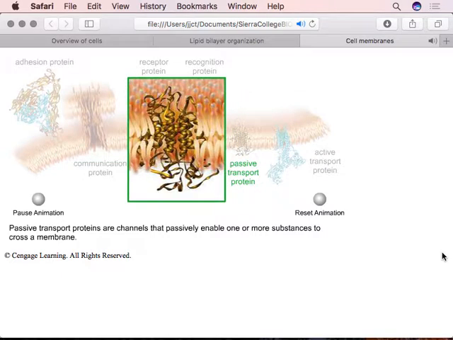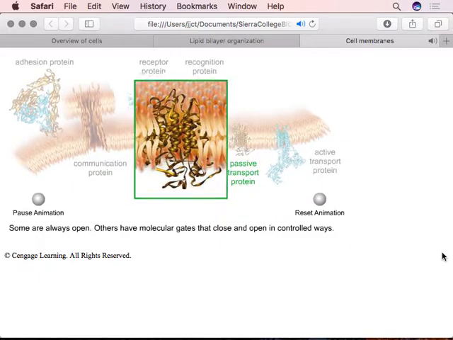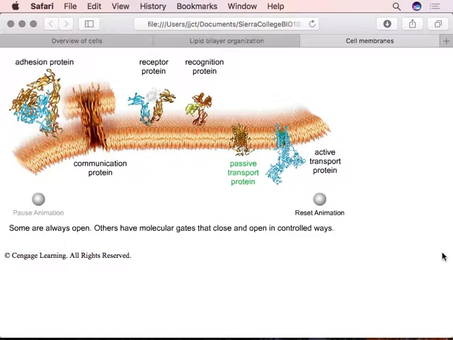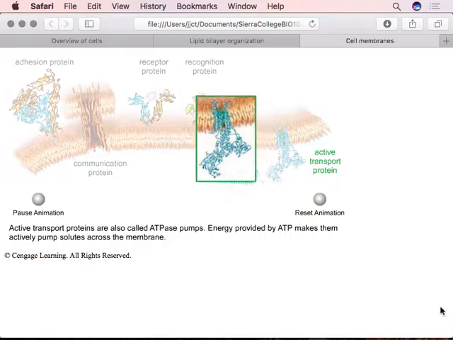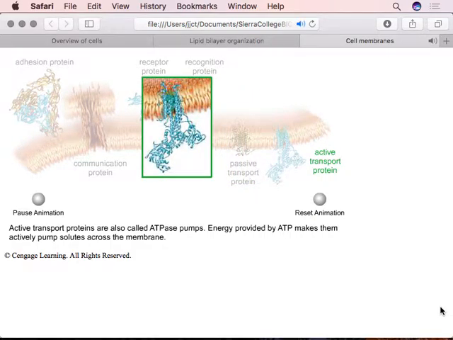Passive transport proteins are channels that passively enable one or more substances to cross a membrane. Some are always open. Others have molecular gates that close and open in controlled ways. Active transport proteins are also called ATPase pumps. Energy provided by ATP makes them actively pump solutes across the membrane. The blue ribbon model is of a transporter that pumps calcium across the membrane.